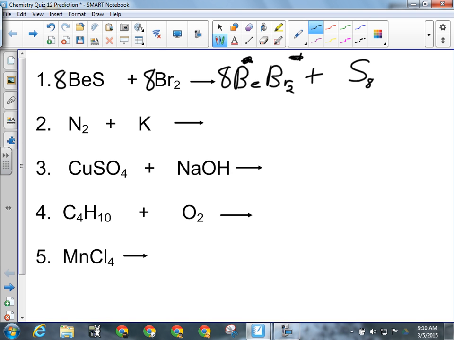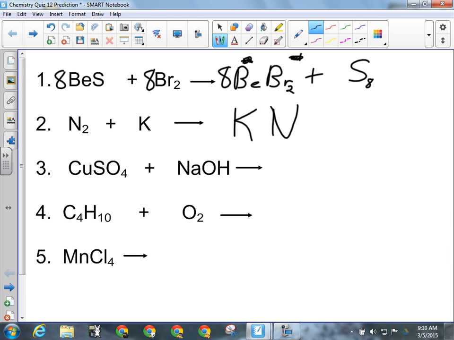Okay, for number 2, I have nitrogen gas reacting with potassium metal. What kind of reaction starts with 2 elements reacting with each other? Synthesis. Okay, what happens in a synthesis reaction? They combine. You remember me telling you that I used this to trick people? Did I trick you? Don't have to admit it. But I imagine I caught a few of you with that.